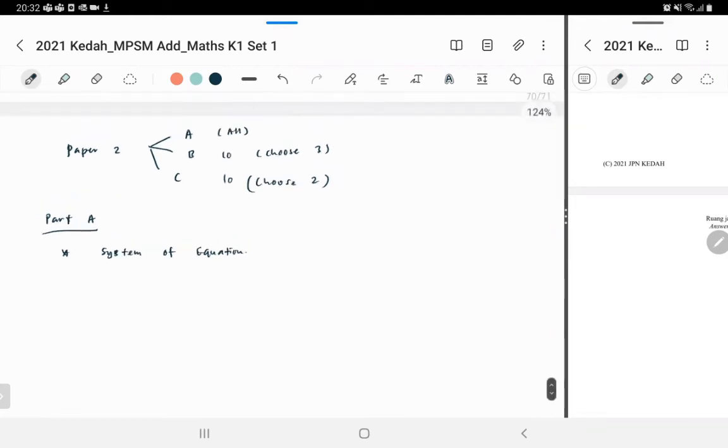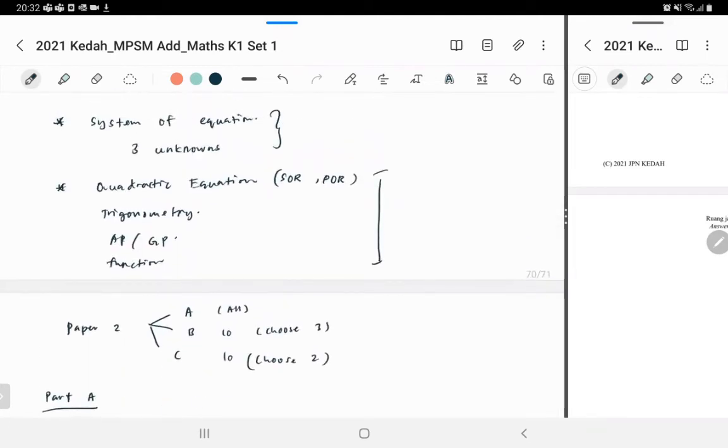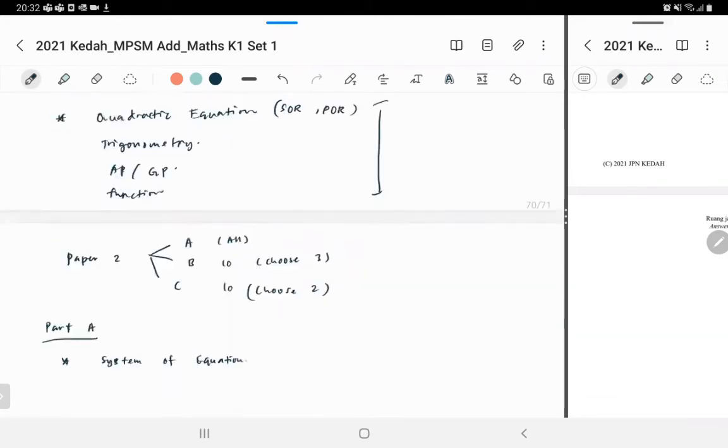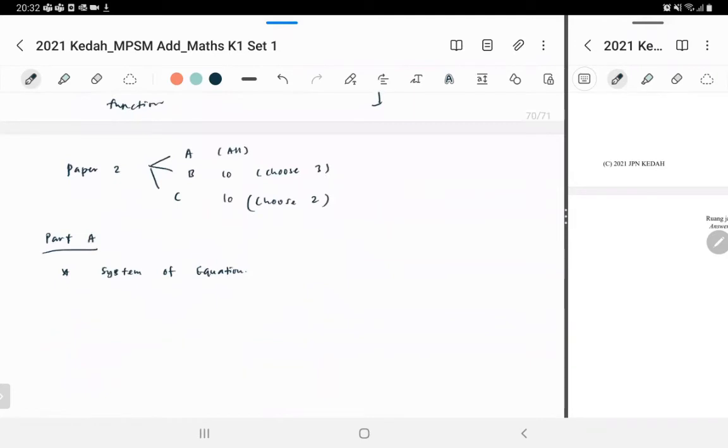So you see here, system of equation is easy to score one, because paper 1 you got system of equation in bahagian B here, 8 marks already. And then in paper 2, got again the system of equation. Okay, another like 6 to 8 marks also. Okay, so make sure you know how to do lah. It's either like 3 unknowns, or you will have like 2 equation where one of the equation got like x squared plus y squared equals to 12, for example, and another equation is 2x plus y plus 3 equals to 0. It might be like 2 equation, but one of the equation with power more than 1. Okay, so system of equation is one of it.